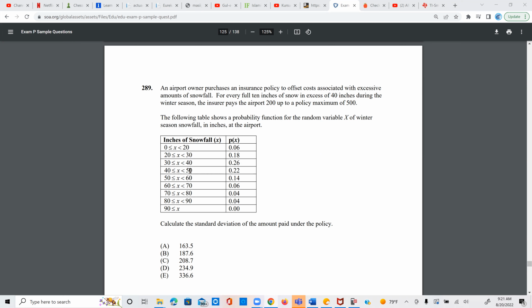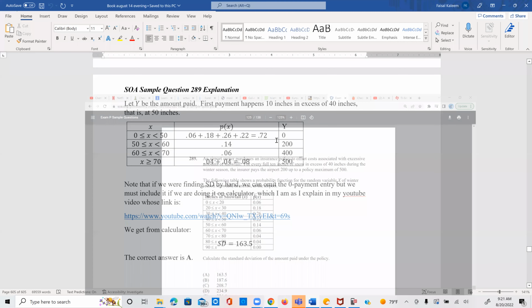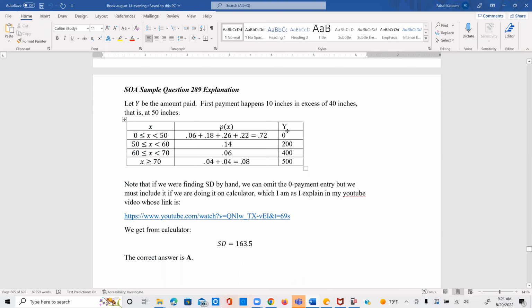And for all this portion, the payment is 0, and we can find the probability of this portion by adding the corresponding probabilities of the first 4 rows. 0.06 plus 0.18 plus 0.26 plus 0.22 is 0.72. So for x between 0 and less than 50, the probability is 0.72, and up to that point, there is no payment. So we're calling y the payment.